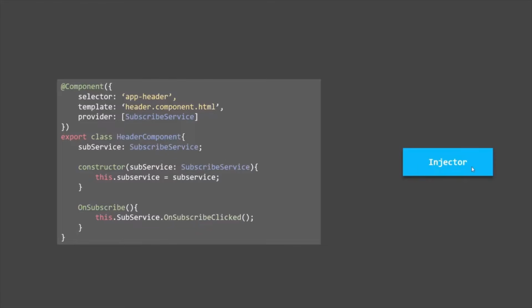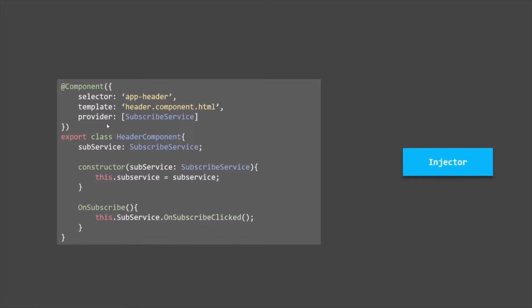So here what we want is, we want Angular to inject an instance of this subscribe service class inside this header component class. As we learned, this subscribe service is a dependency of this header component class. So we want Angular injector to inject an instance of this subscribe service class inside this header component class. For that, first we need to tell Angular how to inject the dependency. In this case, we are using a constructor, and using this constructor, we want Angular to inject the dependency. And we also need to tell Angular what is the dependency we want.